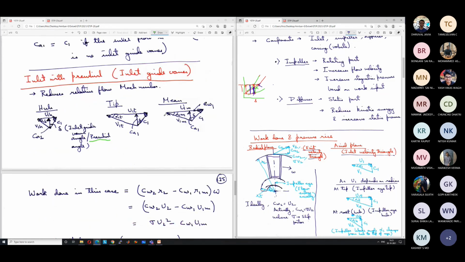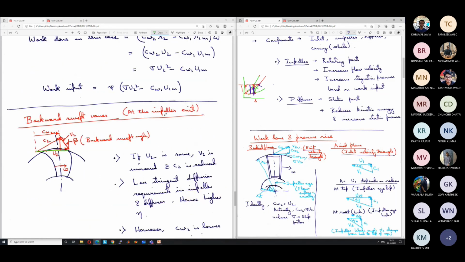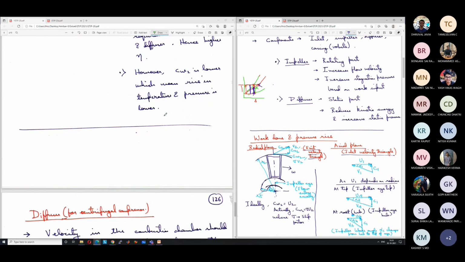So what is the pressure rise? What is the temperature rise? What will happen if there is an inlet guide vane with an angle of 20 degrees? This type of question you can expect.